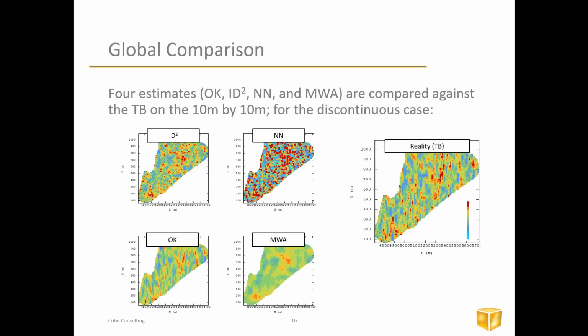Now, if we have a look at the discontinuous case, again nearest neighbor is super erratic, a bit unrealistic, I want to say. Moving window average, again a lot smoother. Now, if we compare the ordinary Kriging and the ID square, the ID square is more variable. You can see you have a greater range of color when we compare it to ordinary Kriging and when we compare it to the reality.